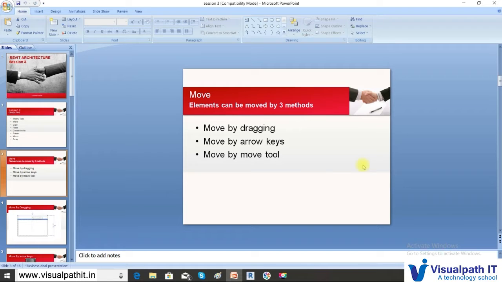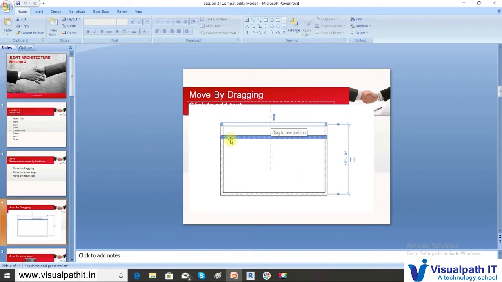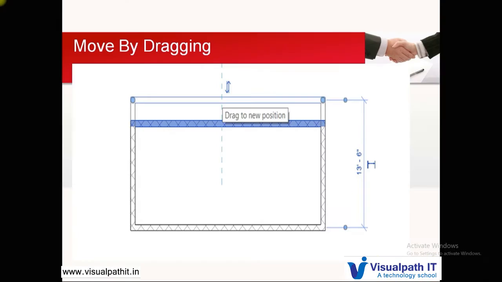Now, as you know, move displaces elements by a specific distance. In Revit, there are three methods for using move. First, move by dragging. You can pick the element with the mouse, and by pressing the mouse, you can drag the wall to a new position. That is move by dragging.